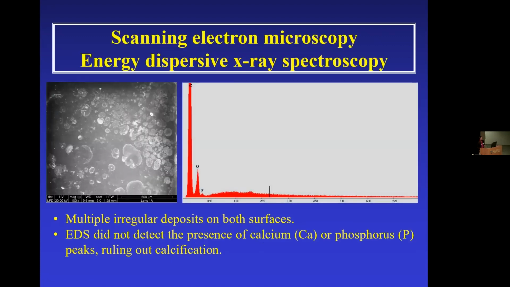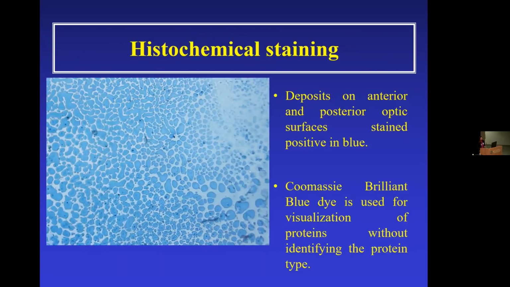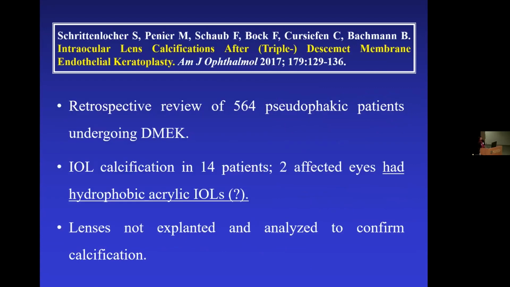We did scanning electron microscopy surface analysis and could completely rule out calcification, and staining with proteins was positive. So for some reason, this patient always has this weird protein reaction after implantation. This is important because in this paper here, this is a review of pseudophakic patients undergoing the MAC. They described 14 patients had calcification and two had hydrophobic acrylic lenses. I emailed them, I asked to see those lenses, and they said, oh no, this did not need to be explanted, which tells me it's not calcification. This is likely subsurface nanoglistenings.